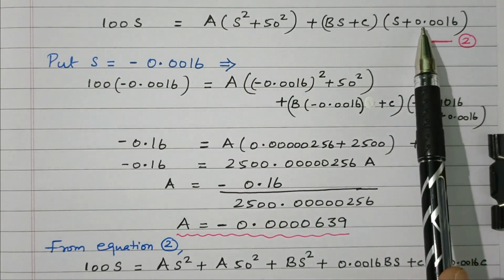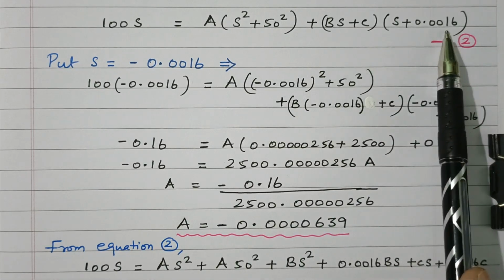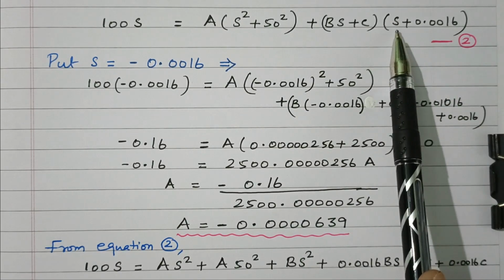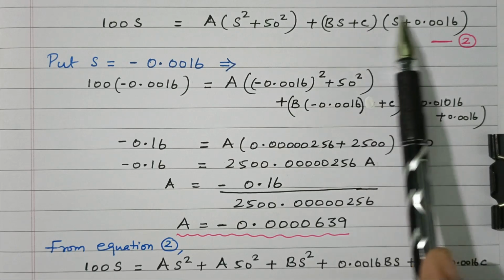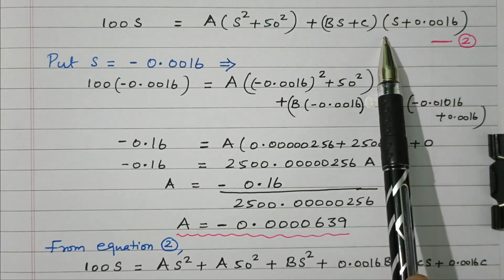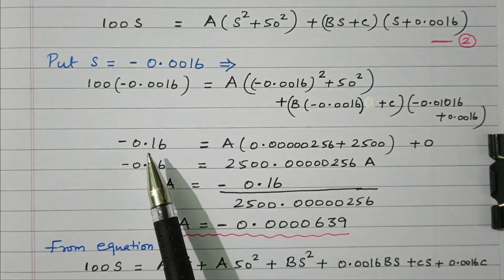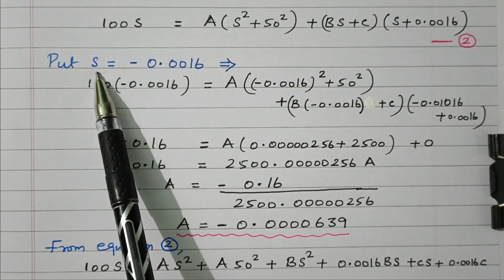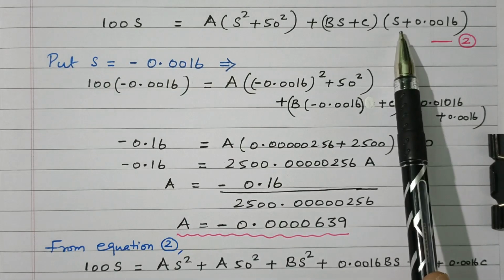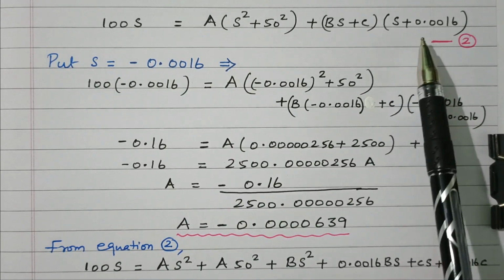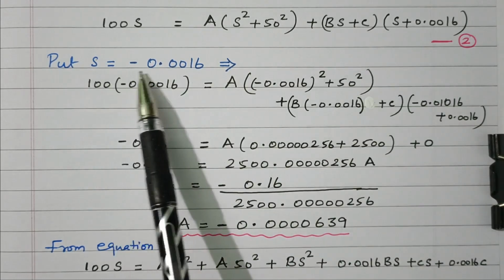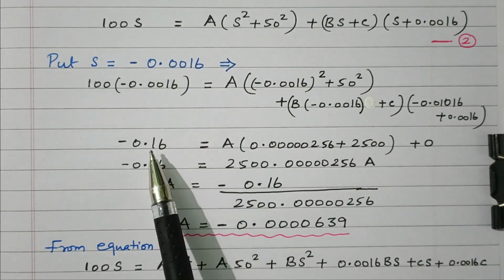For example, here 0.0016 is available. If we substitute S equal to minus 0.0016, this term becomes 0, so that we can easily calculate the value of A. So that is our A. So choose the S value such that the term gets cancelled. So substitute S equal to minus 0.0016.